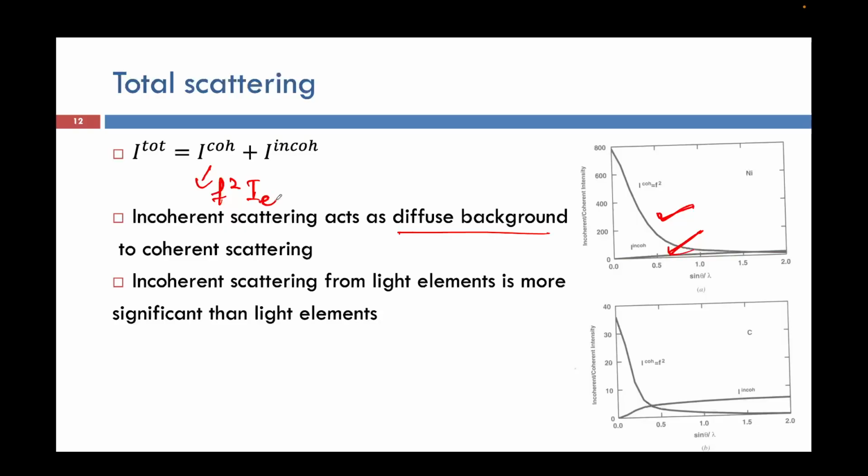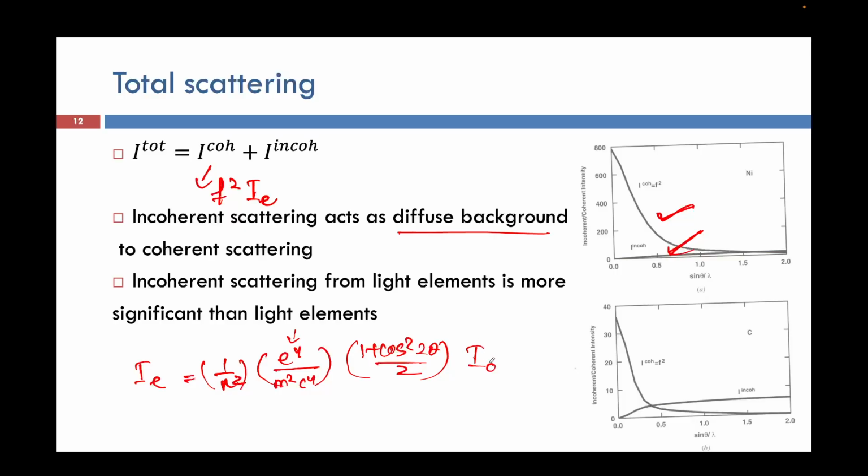What do you mean by IE? IE is the intensity of scattering from a single electron. So IE, I will write it here: 1 by r squared into e to the power 4 by m squared c to the power 4. This is one term, and this is another term, 1 plus cos squared 2 theta by 2. You should not remember IE as a single expression, rather break it down and then remember. So 1 by r squared gives my position. This is a constant, 7.94 times 10 to the minus 26, the Lorentz polarization factor, and IE, I naught.